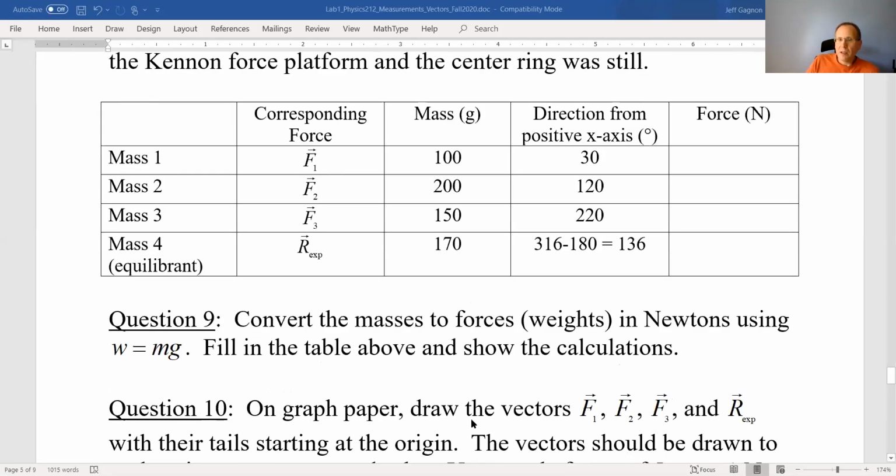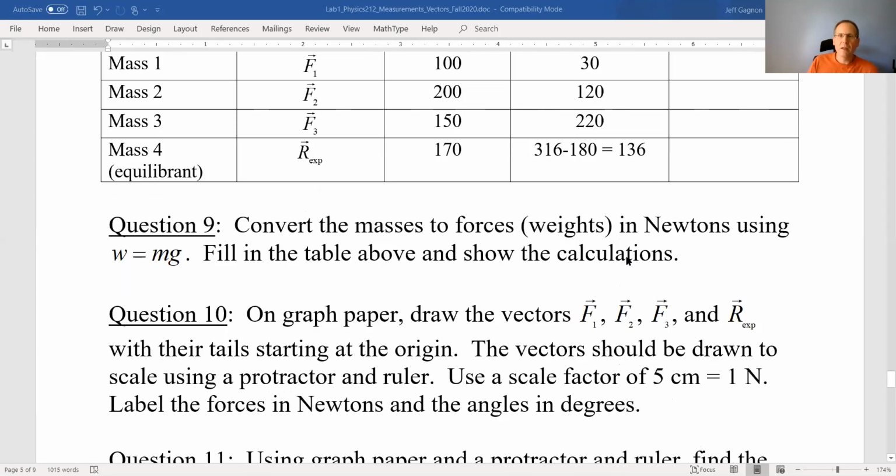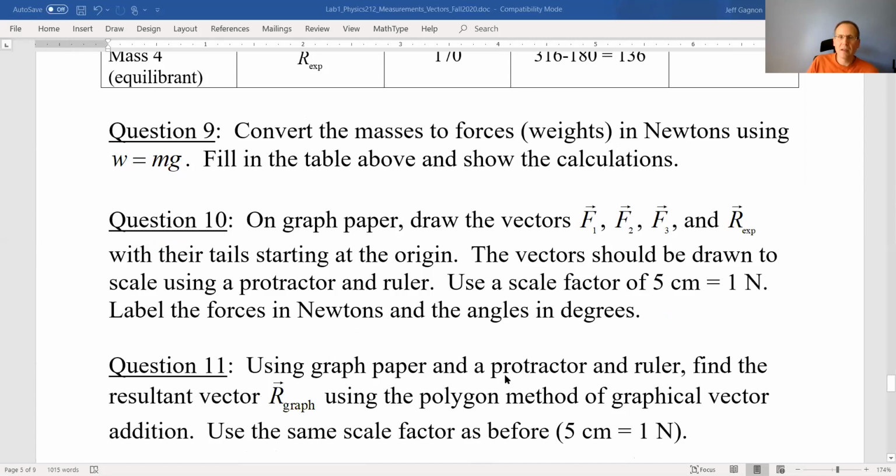On graph paper, draw all these vectors. So F1, F2, F3. So now you're going to have your magnitude and force, and you have all the angles. And the resultant is direct opposite of the equilibrant. So I did it for you here. The resultant is going to be at 136 degrees. So use the same scale factor, 5 centimeters equals 1 Newton. All the vectors should be drawn from the origin, and then label them again, just like you did before, in newtons, and label the angles in degrees.